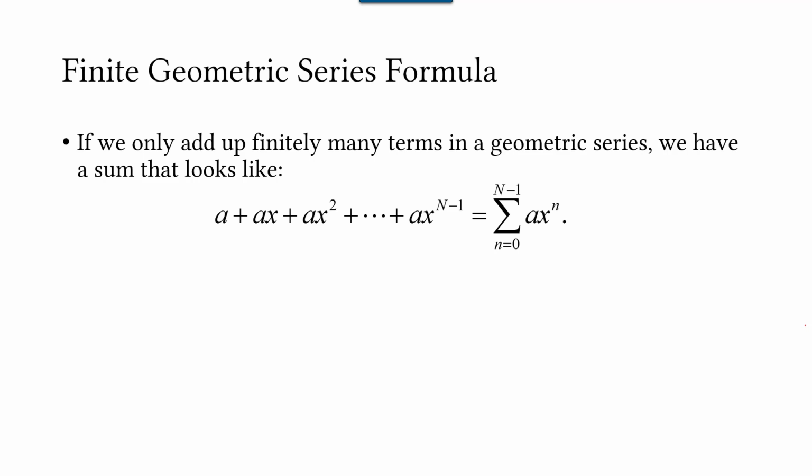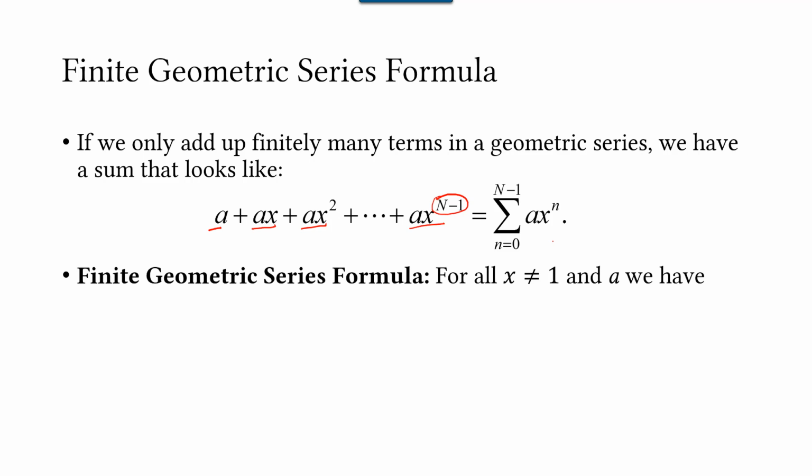Here's what a partial or finite geometric series would look like. We would start with our constant term a, and then we would have terms with our special form, right? They all have successive ratios equal to x, and we would add up finitely many of them, which means at some point we have to stop. So we're going to have a largest exponent on the x. The formula is the following. It works for every value of x except for 1, and every value of a.